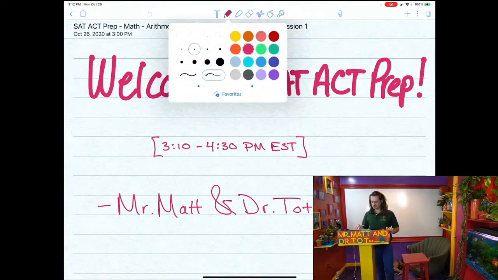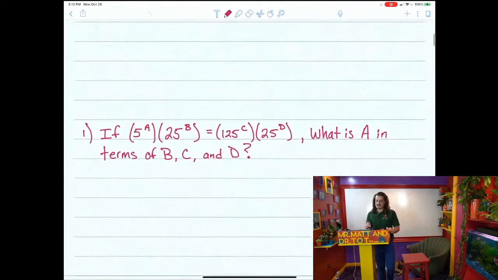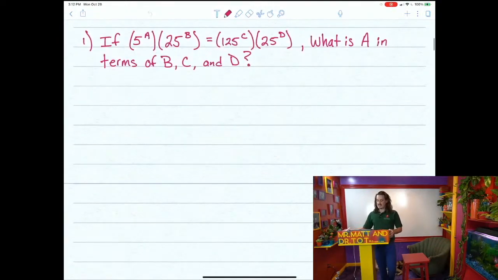So the first problem: if 5 raised to the a power times 25 raised to the b power is equal to 125 raised to the c power times 25 to the d power, what is a in terms of b, c, and d? I'll give you 1 minute, and then I'll give you some hints, and I'm going to give you about 2 more minutes to solve.